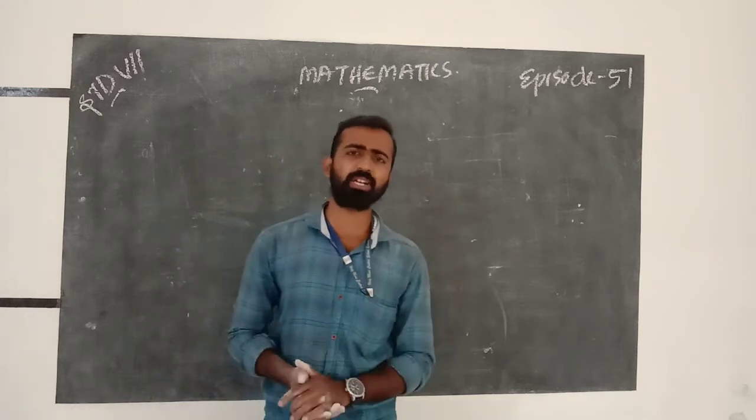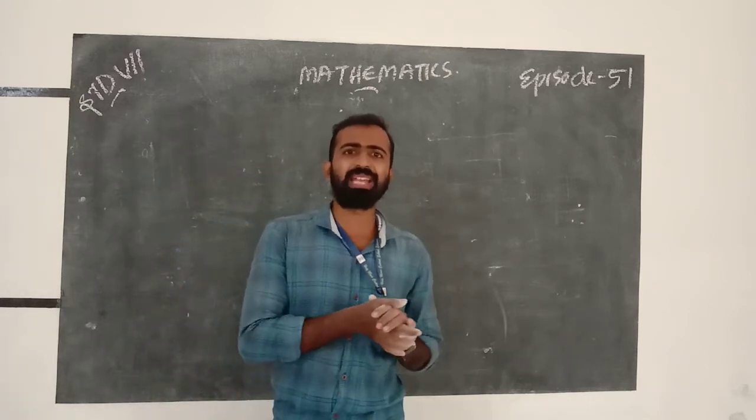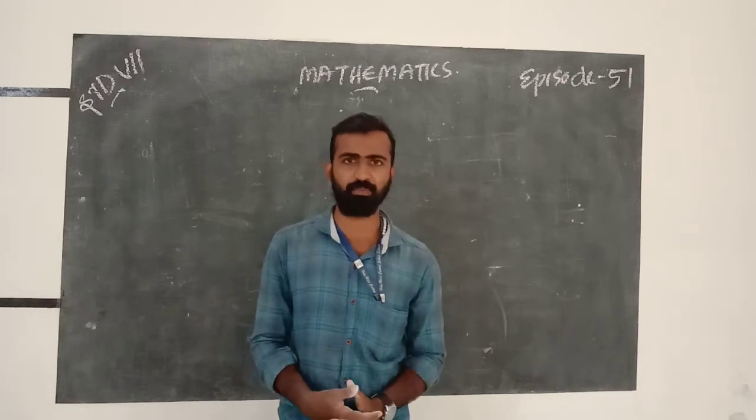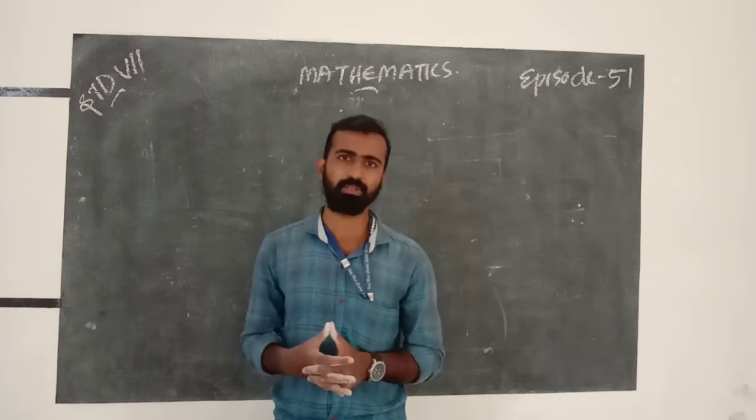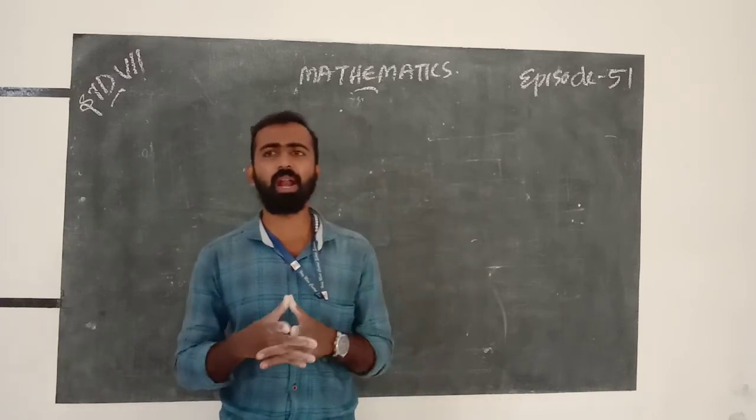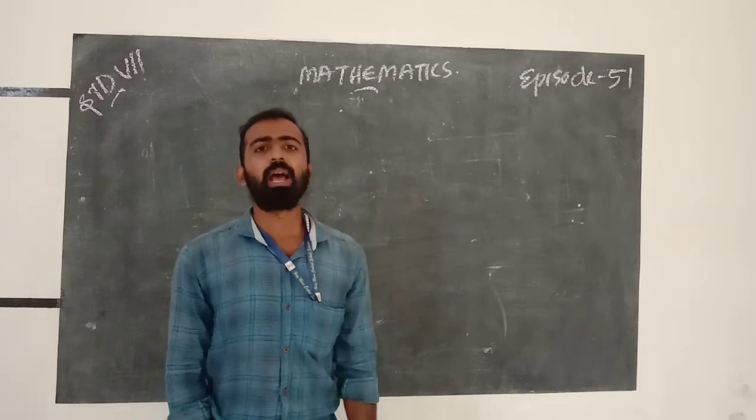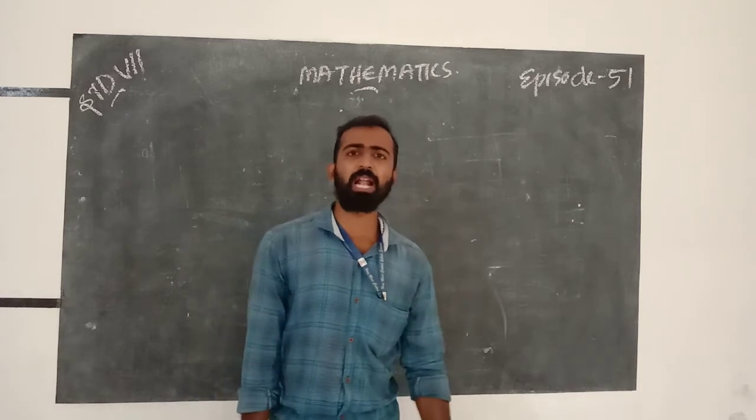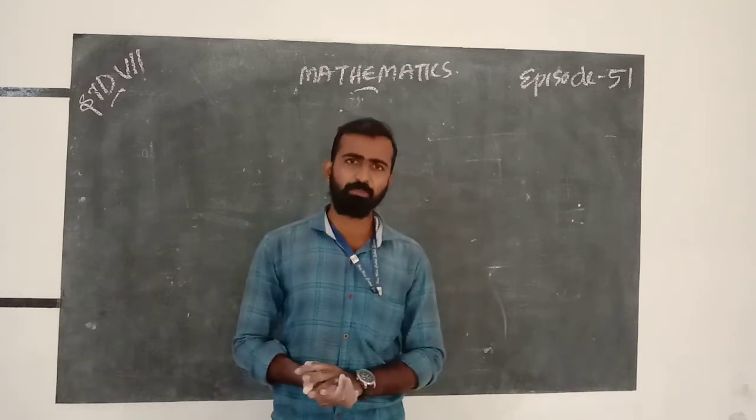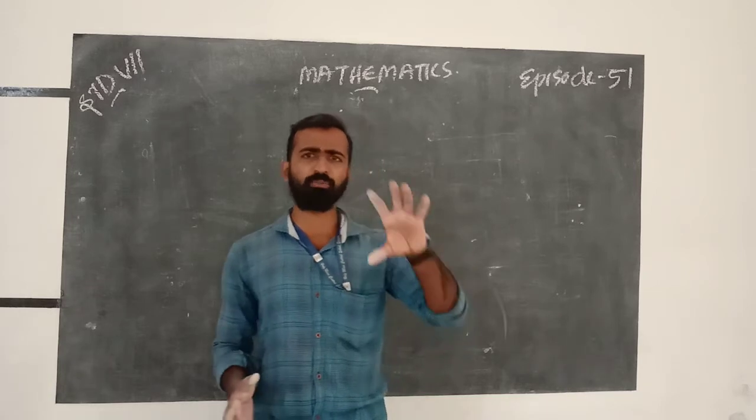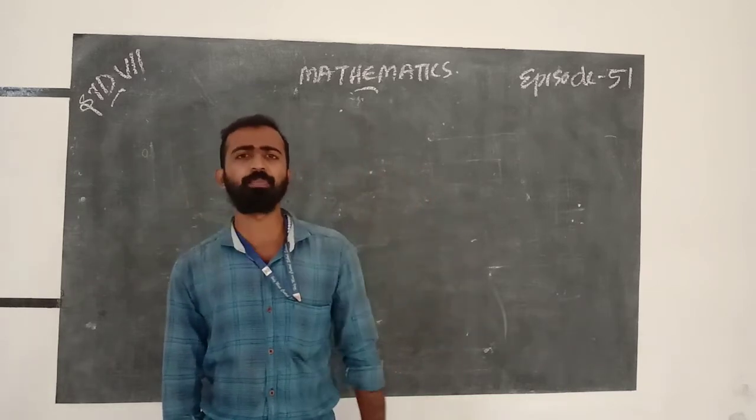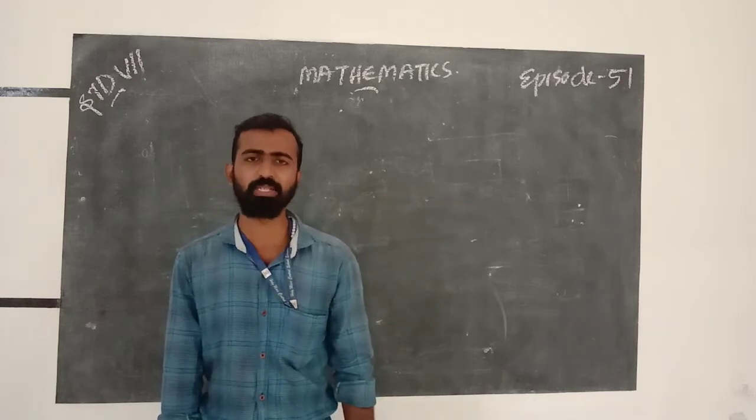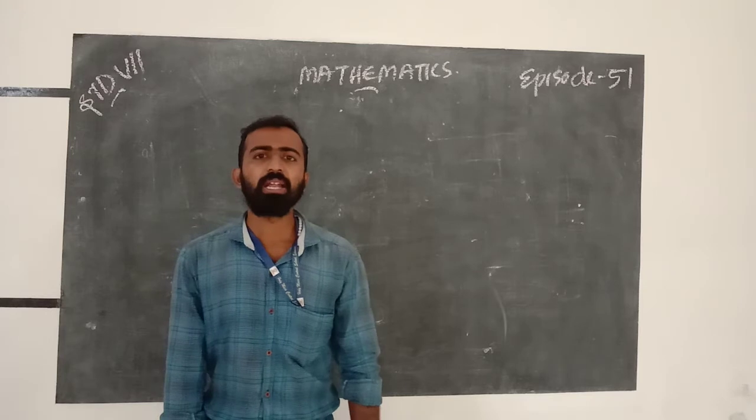Which way do we subtract? When we take two rational numbers, we subtract by taking the additive inverse. And division.